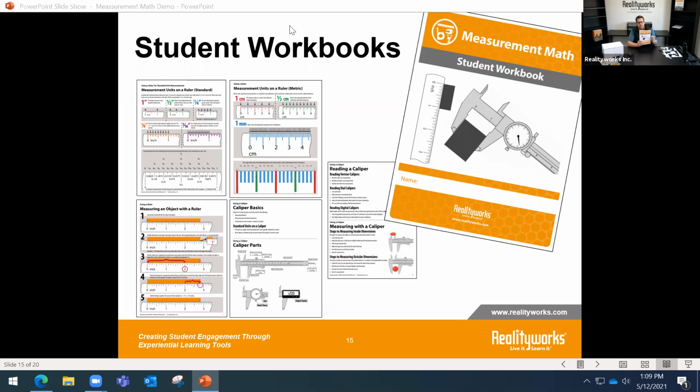These are color workbooks, allowing students to engage in a very visually stimulating way as well. The workbooks walk through not only giving them examples and having them do the work, but it also gives them reminders along the way. As you can see on some of the pages here, it talks about measurement units of a ruler, an object, and how to read a caliper and caliper basics. So it walks them through these skills before they start doing the questions here.